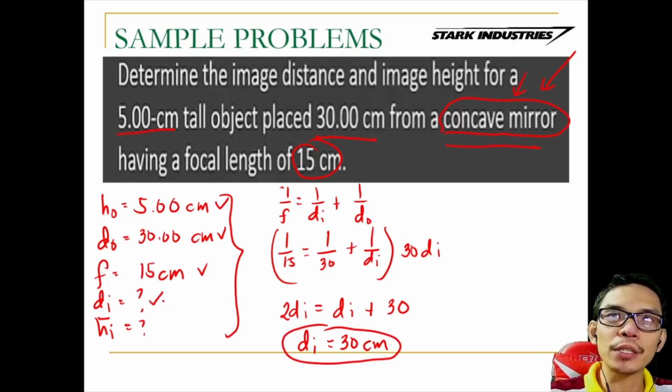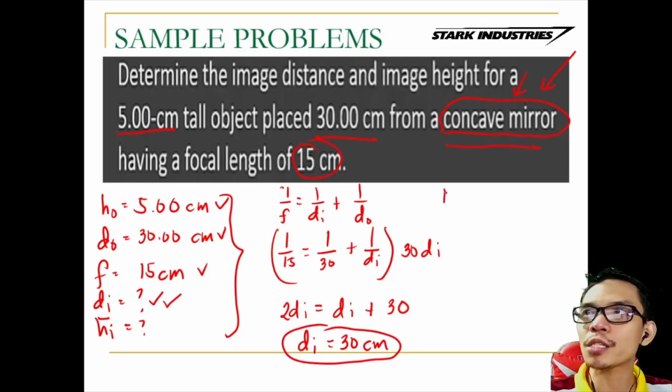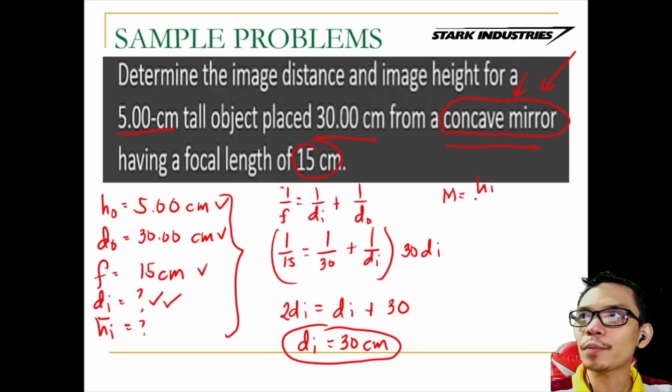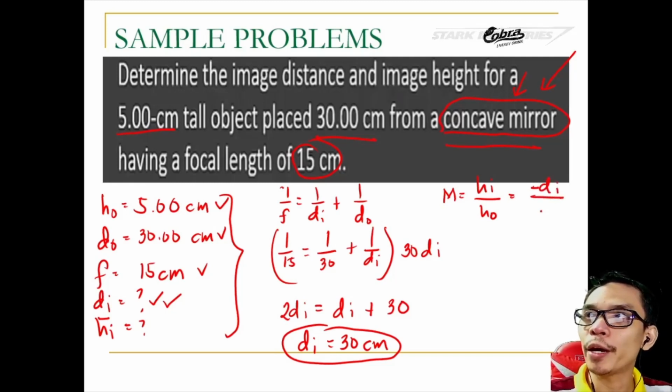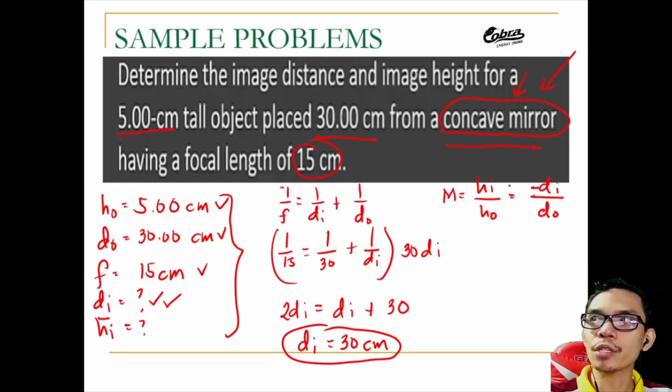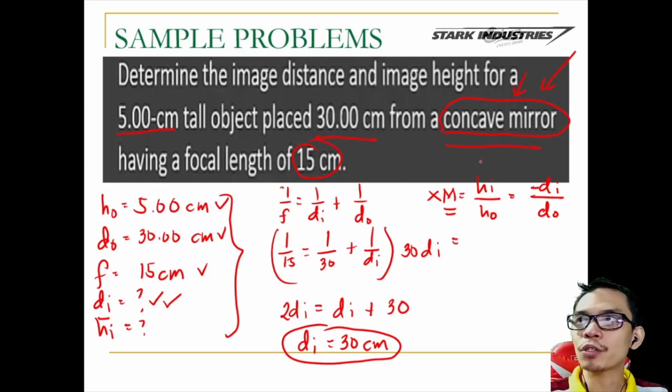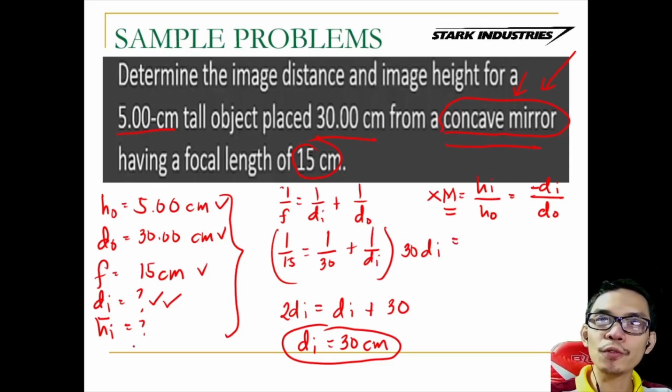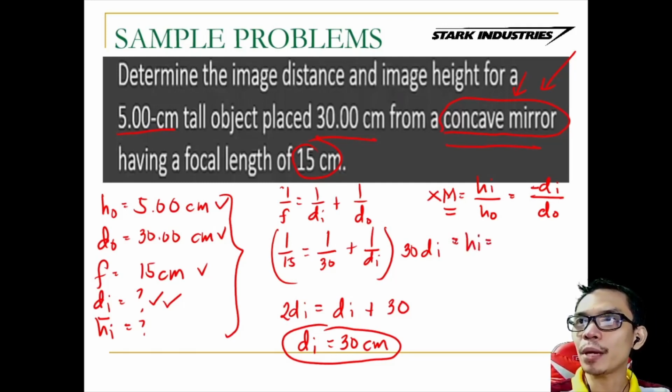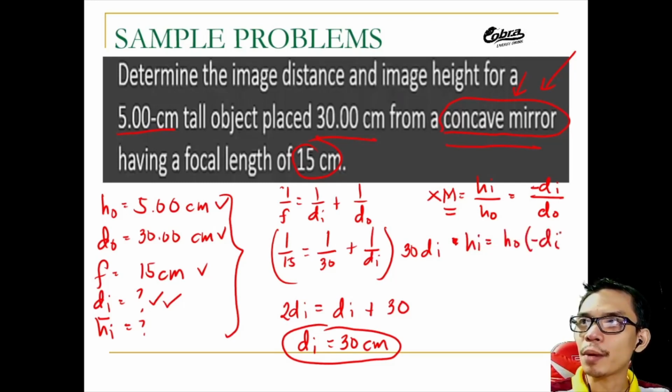Now, if we have an answer on the distance of the image, then we can use this formula: height of the image over height of the object is equal to negative d sub I over d sub O. So we can now use this one. Since we don't need the magnification, we can cancel this one out. We are looking for the height of the image, so the formula should be height of the image is equal to height of the object times negative d sub I over d sub O.